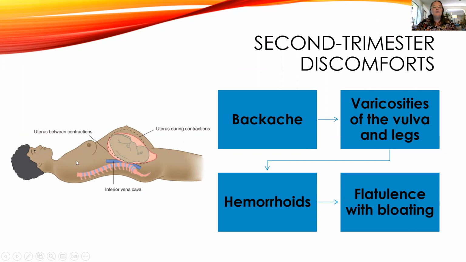Now, this is a picture I put here specifically because as this uterus starts to get bigger with a growing fetus, if a mom lays flat on her back, she can potentially cut off the circulation to her own inferior vena cava.